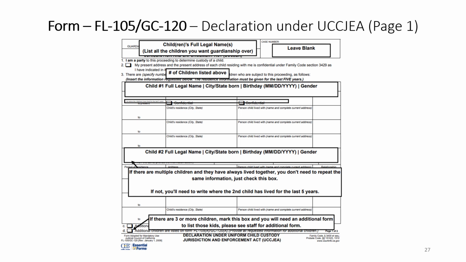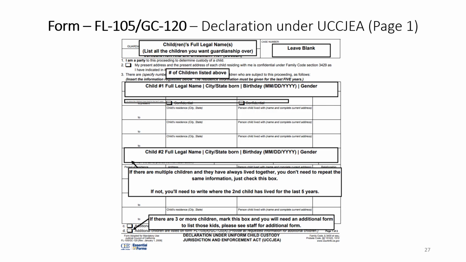On Form FL-105/GC-120, you will indicate where and with whom the child has lived for the last 5 years, or, if the child is younger than 5 years, since birth. In Item 3, you will list how many children are subject to the current proceedings. Below that, in Item 3A, you will list the first child's name, place of birth, date of birth, and sex. In the rows below that, list the child's residential history, starting with the most recent location where they have lived and working your way backwards.